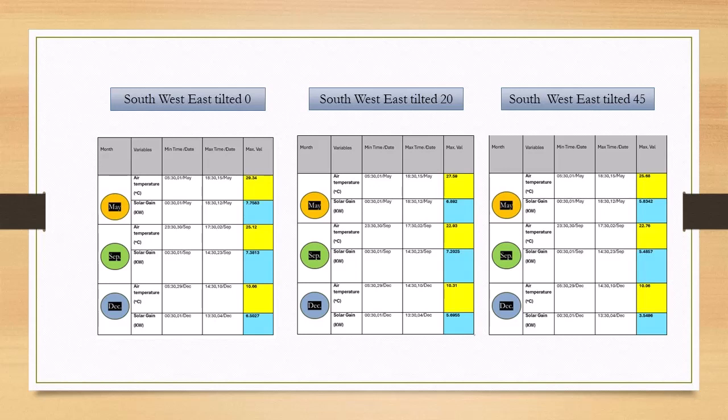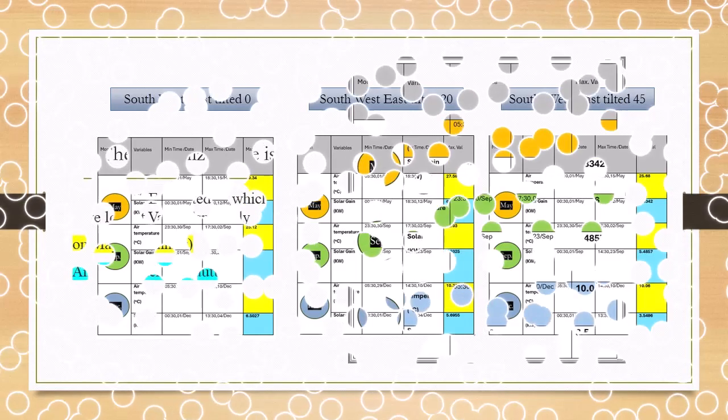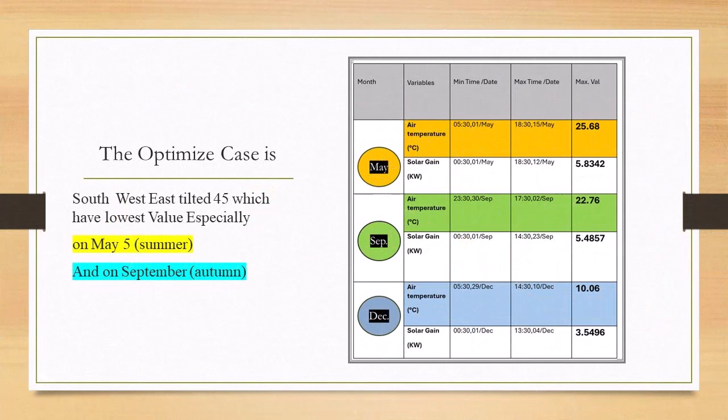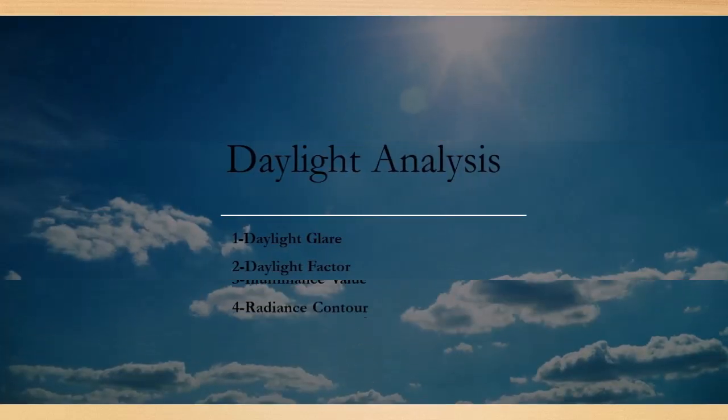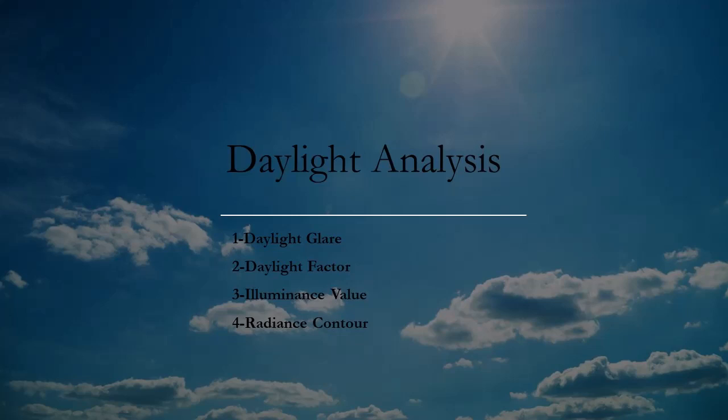The maximum value in May is 25.65 Celsius and in September 22.76. So the range between May and September is in the comfort zone. The optimized case is southwest east tilted 45, which has the lowest value, especially in May summer and in September autumn. Daylight analysis includes daylight glare, daylight factor, illuminance value and radiance contour.